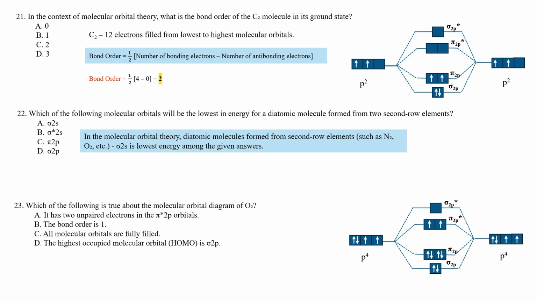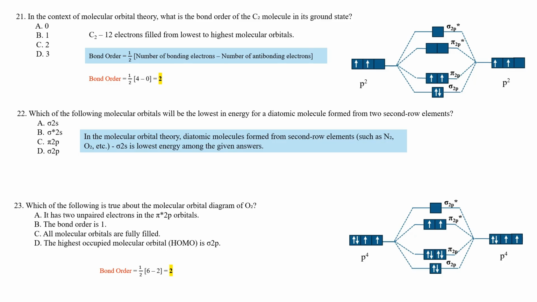Now let's go to the answers. It has two unpaired electrons in pi star 2p orbital. Statement is correct. Next, the bond order is 1. But if you calculate the bond order, it is not 1, bond order is 2.